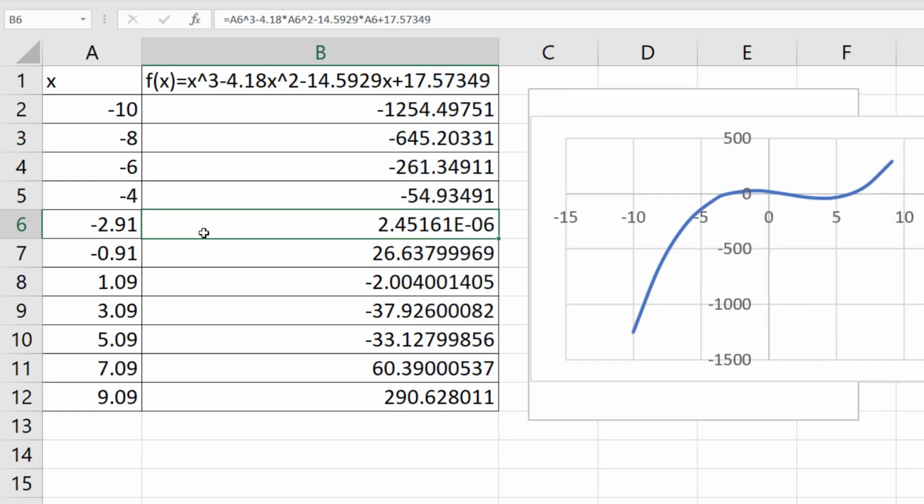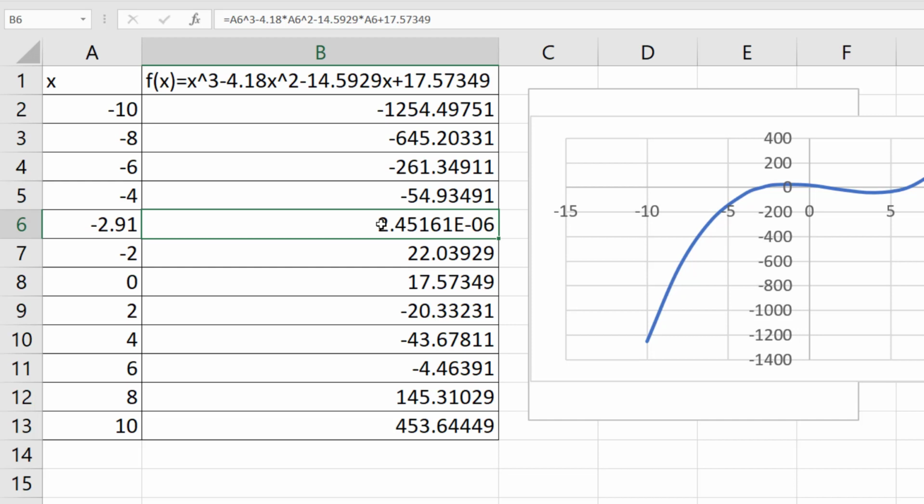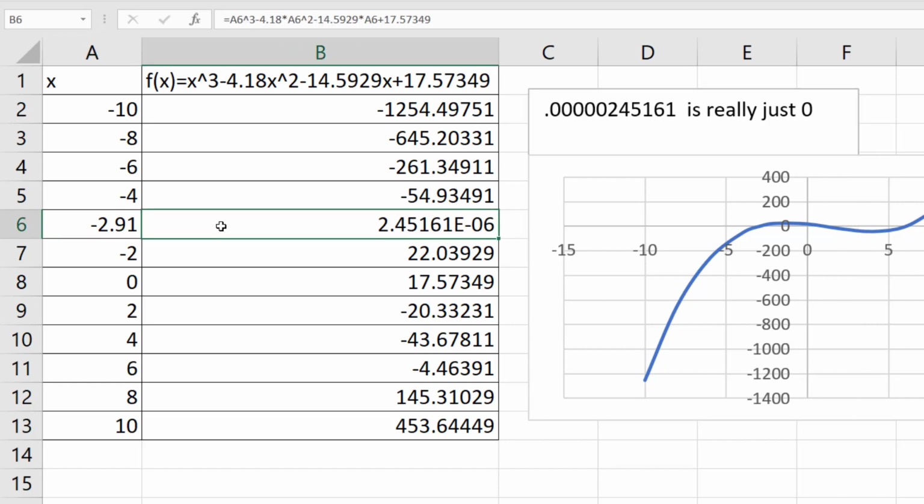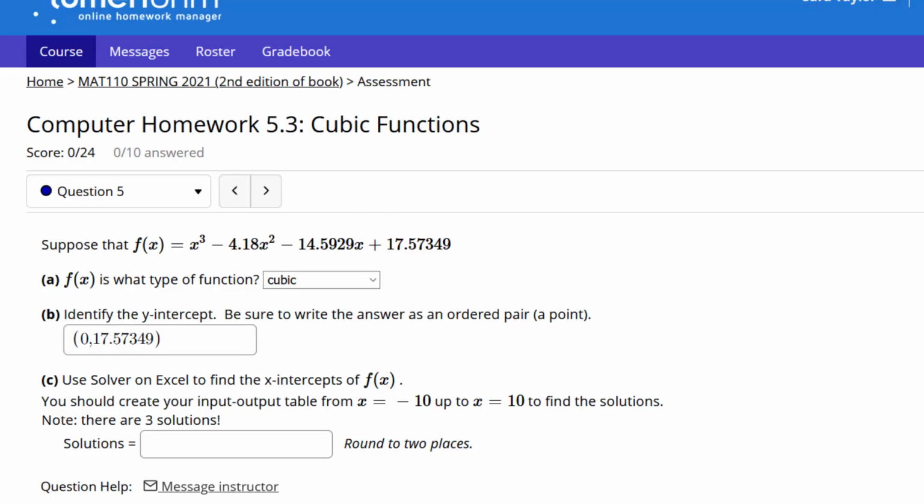It changes the x value cell to -2.91. Remember that this 2.45161E-6 is actually scientific notation. It means the number 0.00000245161. But that is really just 0. Excel is giving us an approximated value. That's approximately 0. When x is -2.91, the y value is 0. So this is one of the x-intercepts. So I'll enter that as one of the answers.